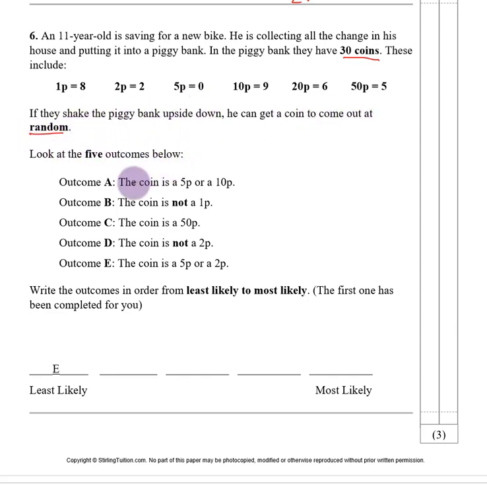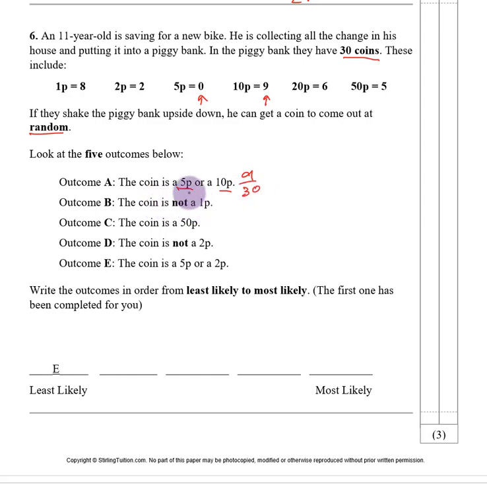Look at the 5 outcomes below. Write the outcomes in order from least likely to most likely. So we need to look at each one of these individually, write it as a probability fraction, and then compare them and put them in the order from least likely to most likely. So the first one, the coin is a 5p or a 10p. So 5p's we've got nothing, 10p's we've got 9. So altogether it's 9 out of 30.